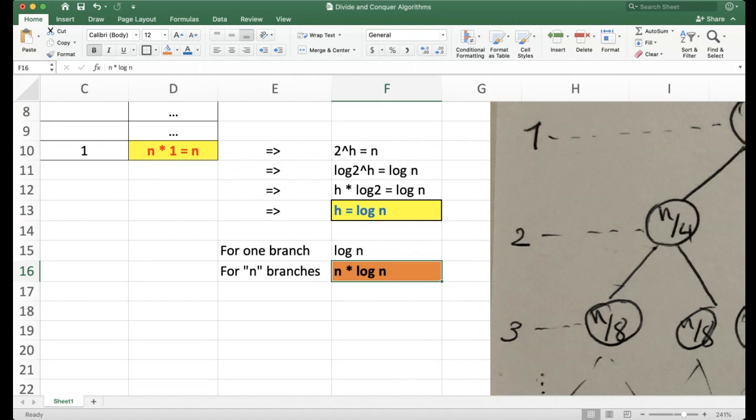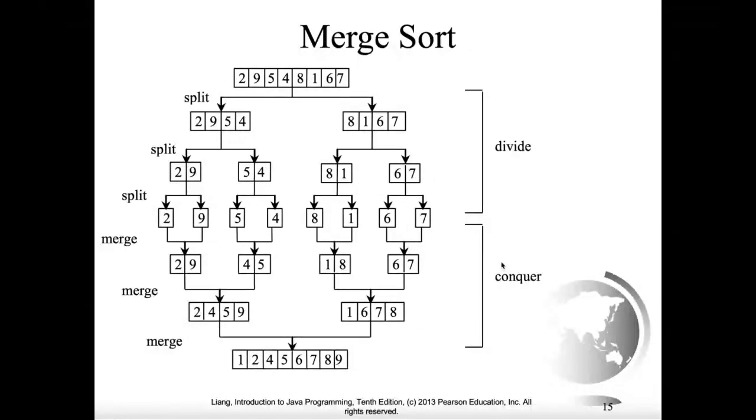So that's a little bit of analysis of how these algorithms work and why their performance is n log n. And that's the fastest we can do in any sorting algorithm for random data. So this is how merge sort works. Again, we're going to do divide and conquer.